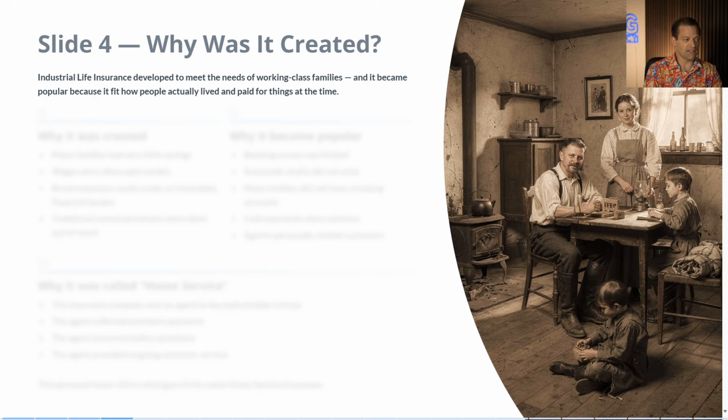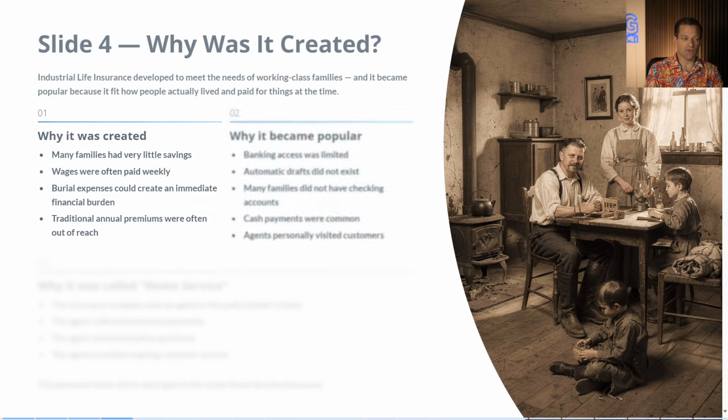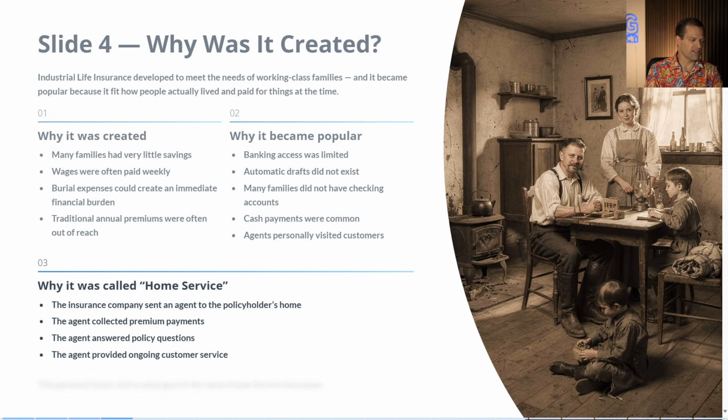And it became popular because of how it fit in how people actually lived and paid for things at the time. So again, if we think back in the day, people didn't have very many savings. Wages were paid weekly. Burial expenses would be a huge immediate burden, and annual premiums were out of reach. Banking access was limited. Automatic drafts didn't exist. Families didn't have checking accounts. Cash payments were common. And so that's where agents could come in and visit on a recurring basis to collect premiums. That's why they came to their house. That's why it's called home service.